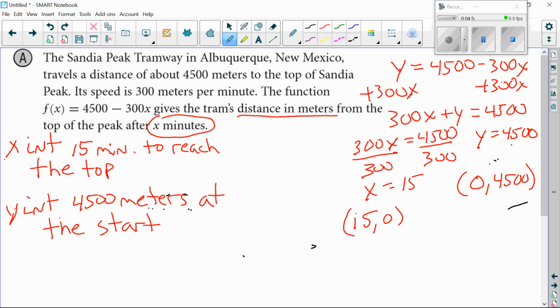Okay. So that's an example of how to break down the word problem and represent what each one of the x and y intercepts means. All right, take a look at this example and see if you can solve this one.